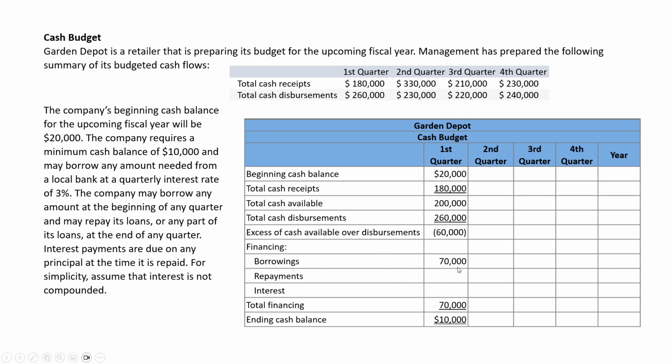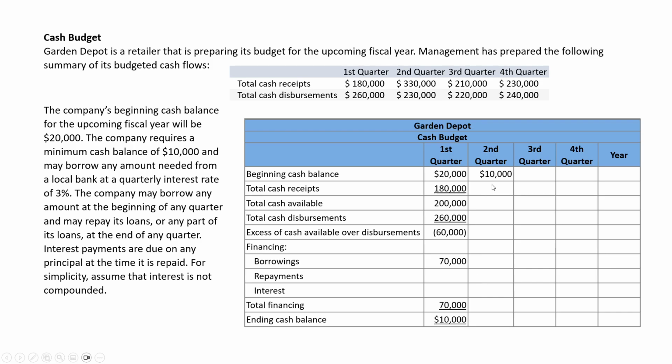So if we borrow $70,000, add that to our deficiency of negative $60,000, that brings us to an expected cash balance at the end of the first quarter of $10,000, which is the minimum amount we want to have. I'm going to move into the second quarter. Our expected beginning balance of cash for the second quarter is the ending balance from the first quarter of $10,000.